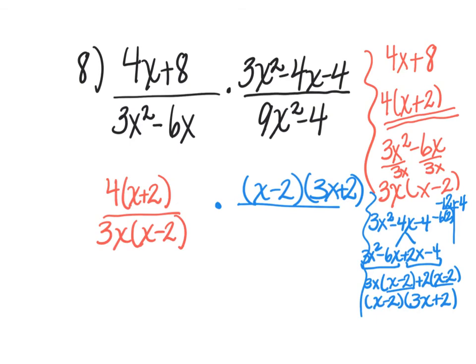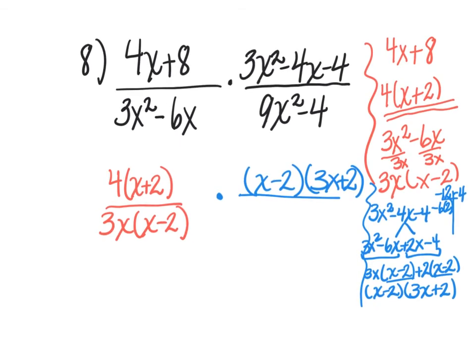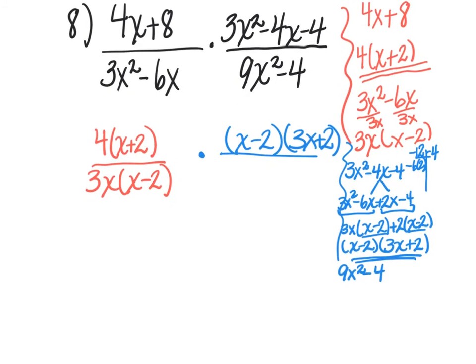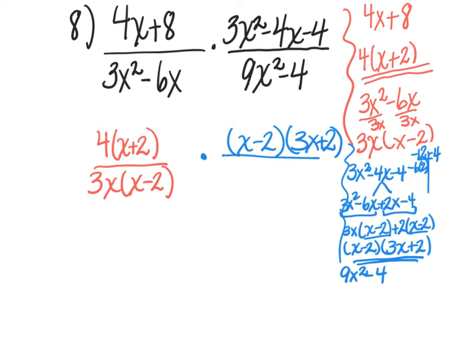All right, and we have one more part to factor, and it's our denominator, 9x² - 4. All right, this is the difference of perfect squares. 9 is a perfect square. x² is perfect because it's an even power, and 4 is perfect.